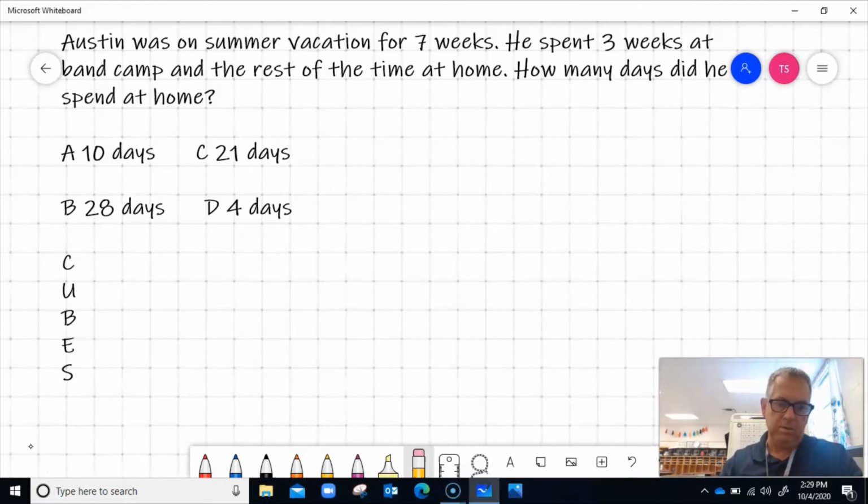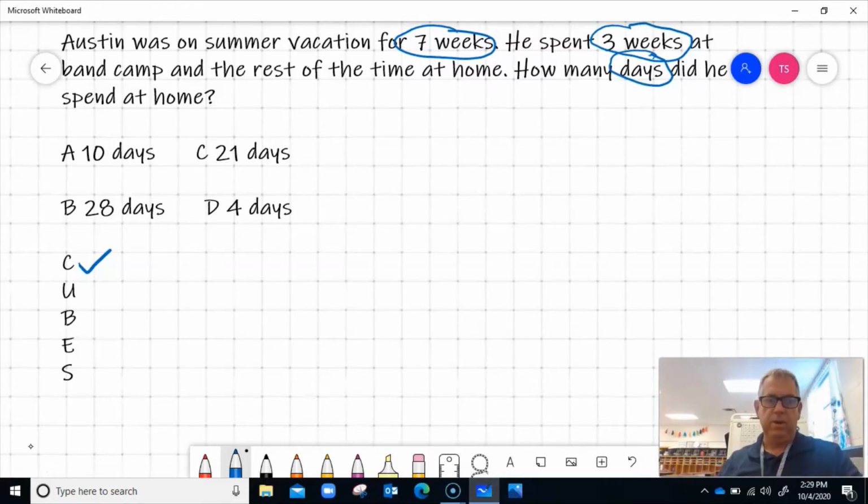So first thing I'm going to do is circle the important information. That's usually numbers and labels. So I've got 7 weeks. That's the amount of summertime, or the summer vacation. 3 weeks, and that's at the band camp. And I'm going to circle this too, days right here. And that's what we're trying to find out, how many days he spent at home. So next thing I'll do is underline the question. So the question is, how many days did he spend at home?